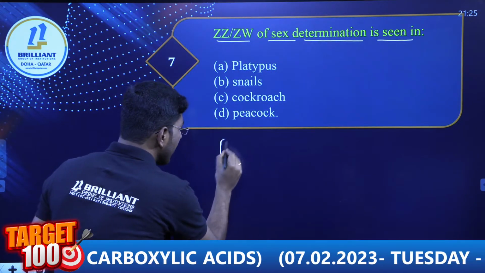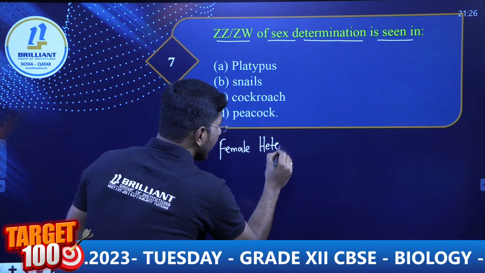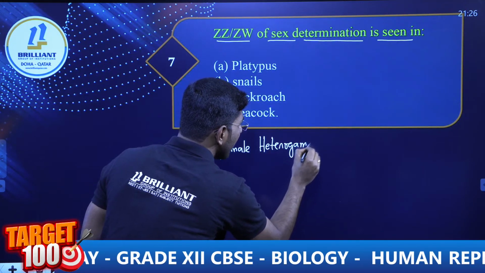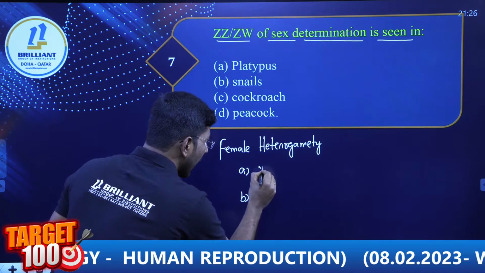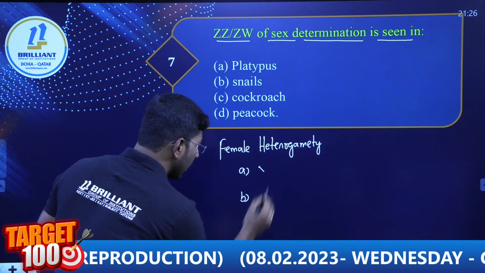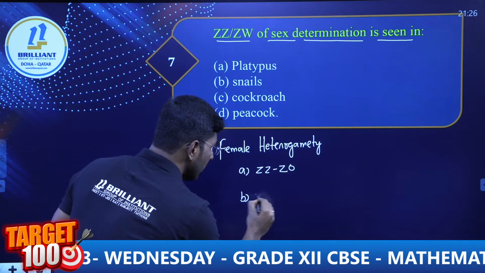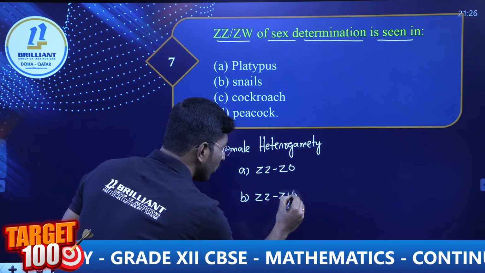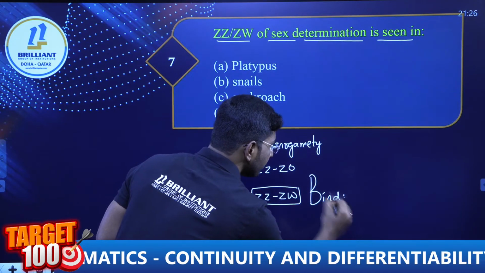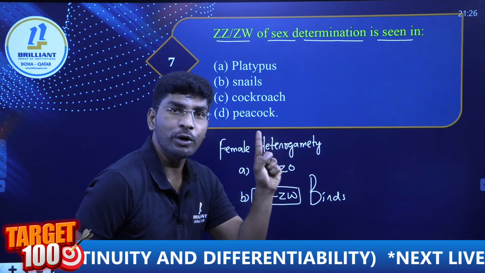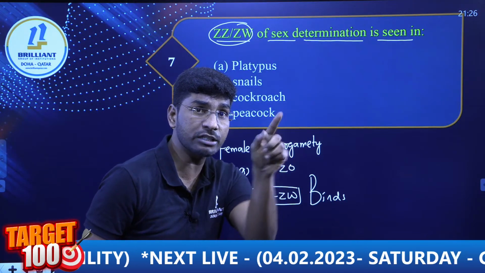Everyone look at here. Female heterogamety, two types. One is ZZ, Z0, the other is ZZ, ZW. ZZ, ZW is exclusively seen in where? Birds. Fowls. Look at the question. ZZ, ZW means the female partner is going to determine the sex of the offspring, right?